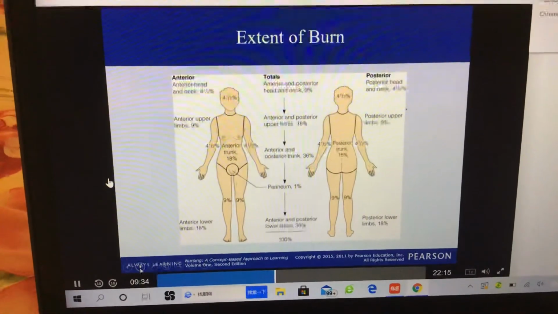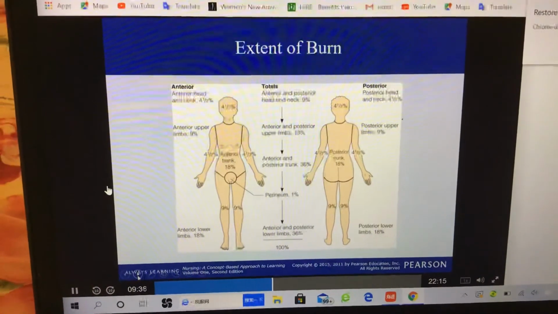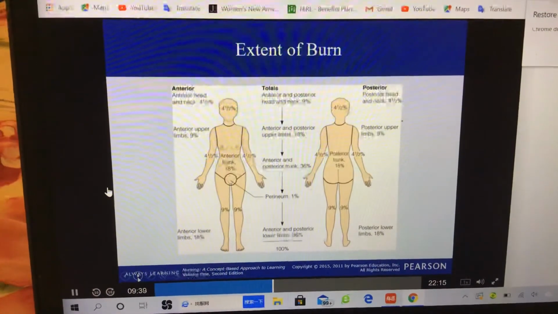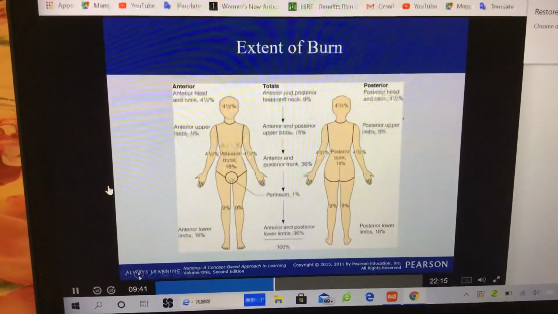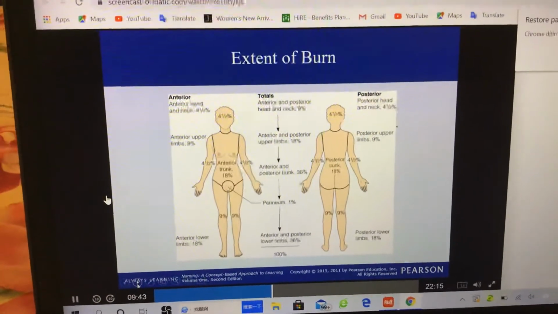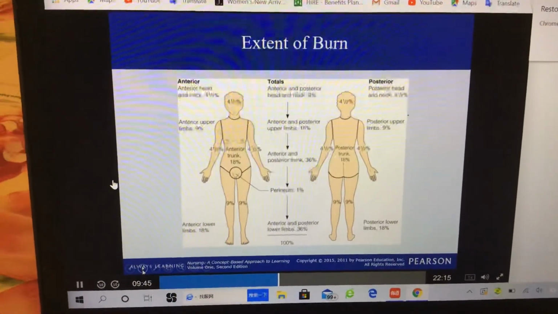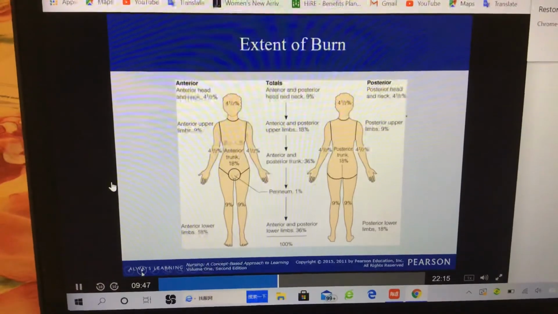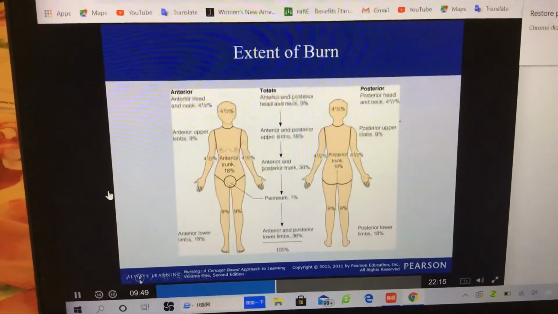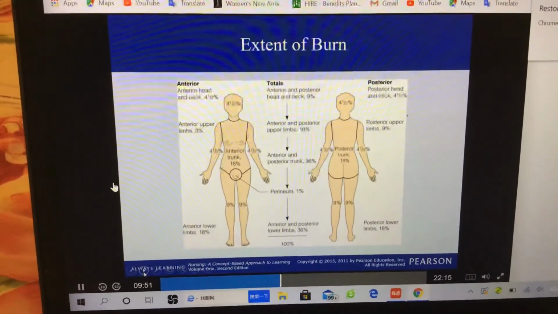The extent of a burn is expressed as the percentage of total body surface area burned. The rule of nines is a rapid method used to determine total body surface area for both partial and full thickness burns.